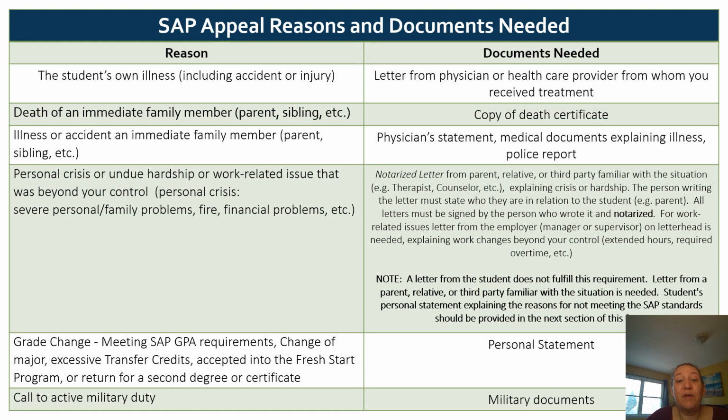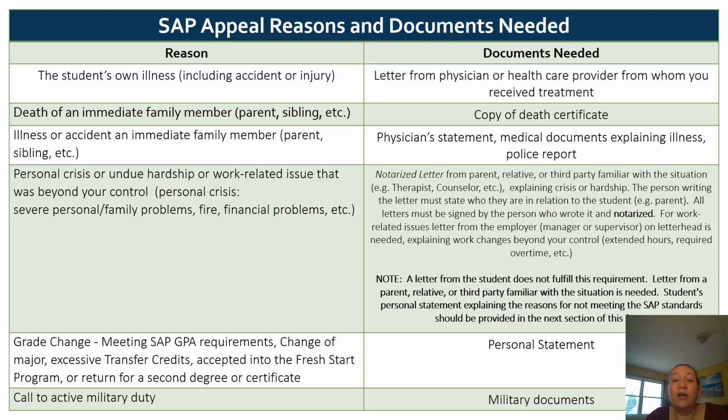Illness or accident of an immediate family member, again, same group of people, you need a physician statement, medical documents explaining the illness, or a police report. Now, remember that if part of your issue is that you needed to care for them, or help care for them, or they were unable to work and you needed to start working, you need to explain why this was such a big factor for you. If the doctor is stating that you needed to help them, or that you needed to care for them, then you would want the doctor to include that as well. So any kind of medical documentation, and again, you want a letter.